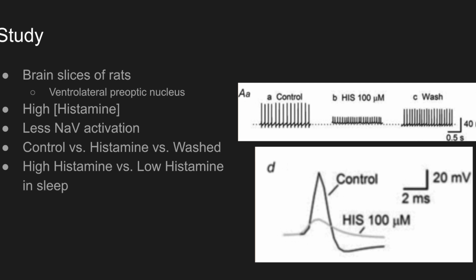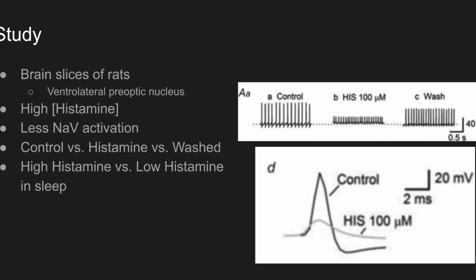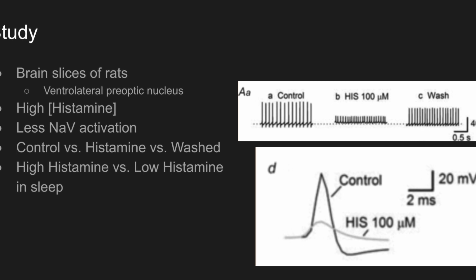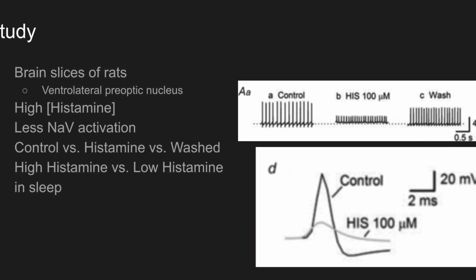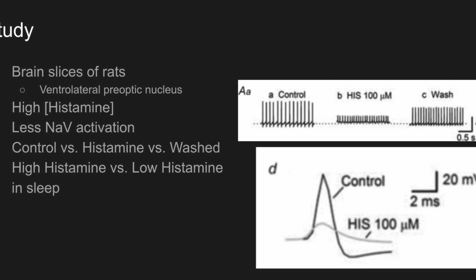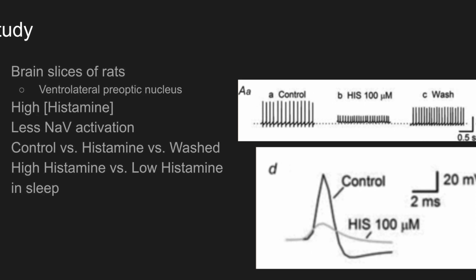Now, it should be noted that the purpose of this study was to look at the ventrolateral preoptic nucleus because that is what controls our sleep. And as such, people with higher histamine concentrations, and we'll go into why that would happen later, are going to have worse sleep and messed up neurological rhythms.